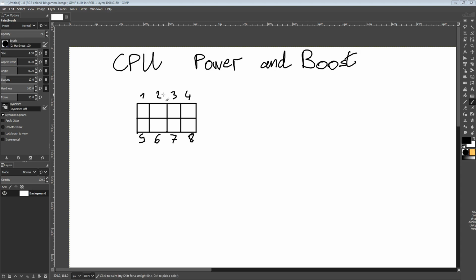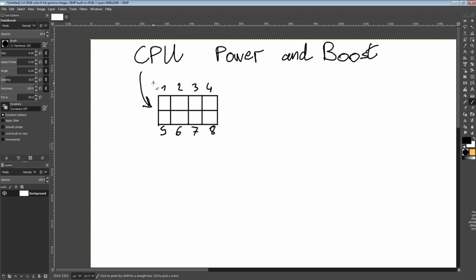Hi guys, BuildZoid here, and today I want to talk about CPU power, a bit about CPU power consumption and boost algorithms. So here's our CPU.